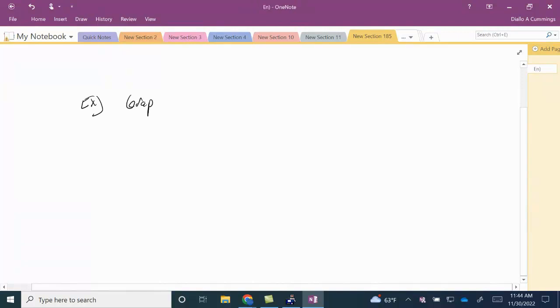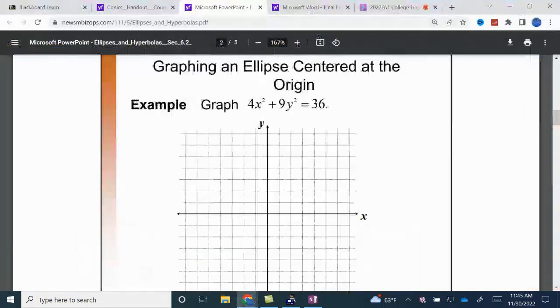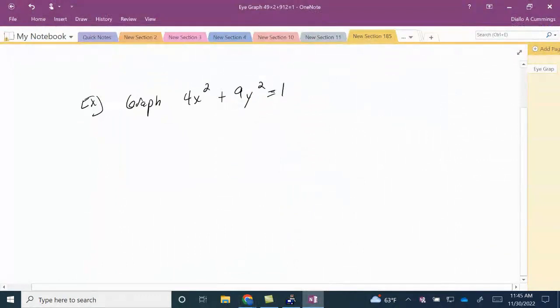So we're asked to graph 4x squared plus 9y squared is equal to 36. I'm jumping a little bit ahead of myself.